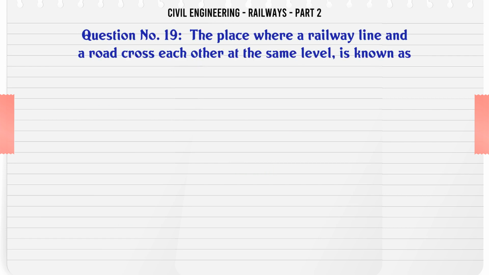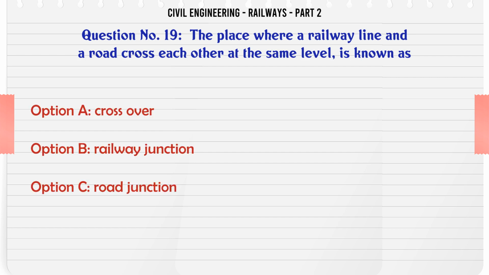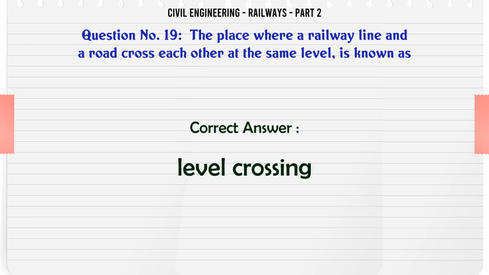The place where a railway line and a road cross each other at the same level is known as A. crossover, B. railway junction, C. road junction, D. level crossing. The correct answer is level crossing.